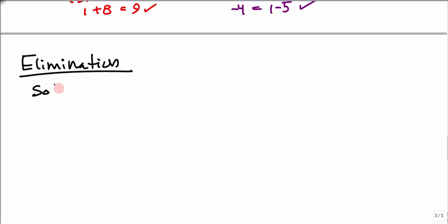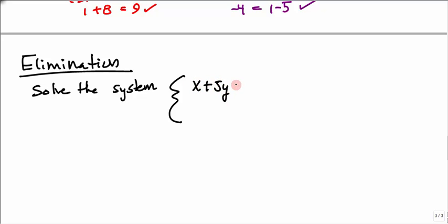So let's go ahead and solve the system. And when we solve the system, x plus 5y equals 21, and 4x plus 3y equals negative 1, I can see right away there's nothing solved for x equal, y equal. I could solve this for x equal up here pretty easy, but for this one, let's go ahead and use elimination.